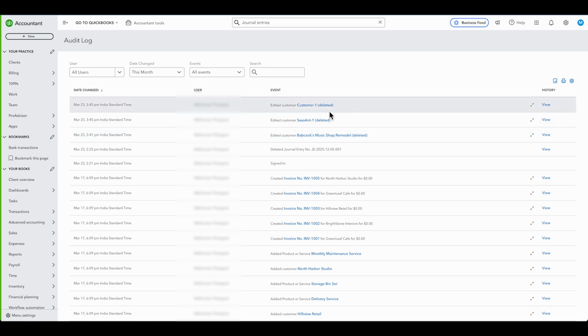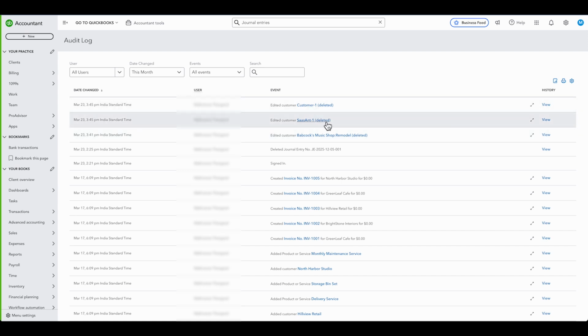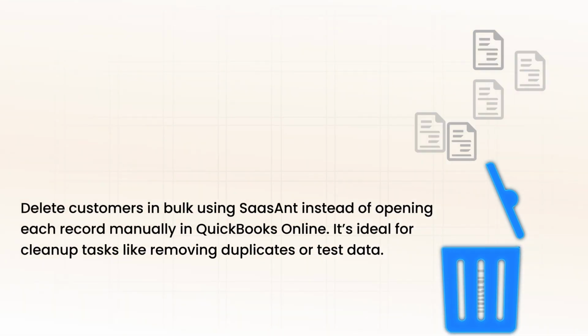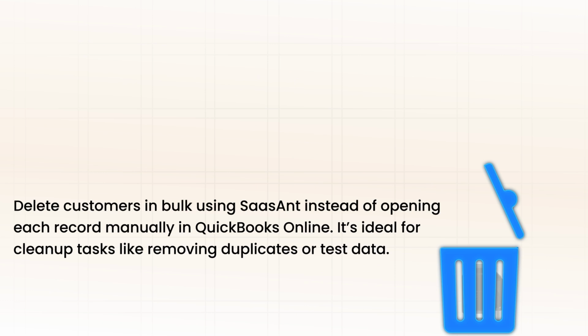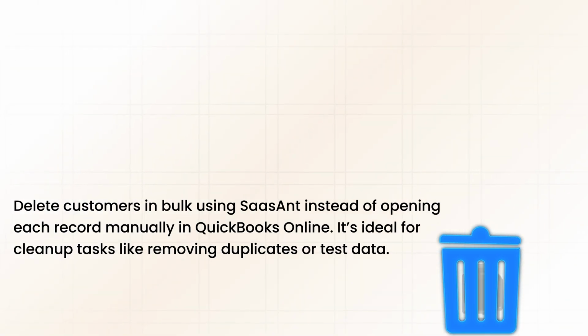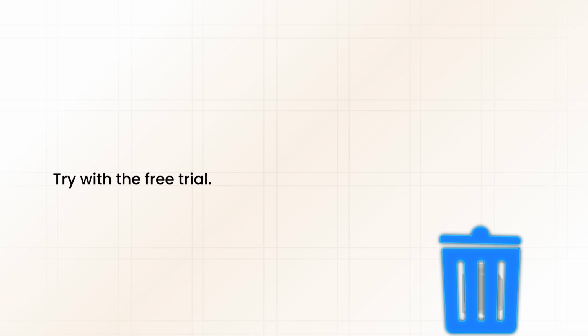Open your customer list and confirm that the selected customers are no longer active. Delete customers in bulk using SaasAnt instead of opening each record manually in QuickBooks Online. It's ideal for cleanup tasks like removing duplicates or test data. Try it with the free trial in your next workflow.